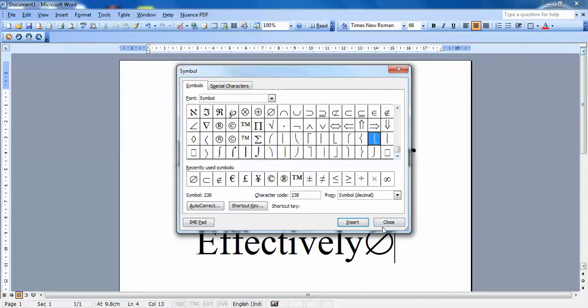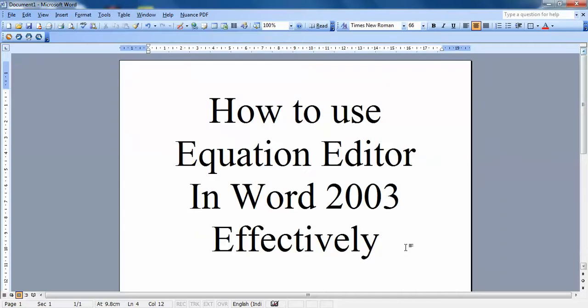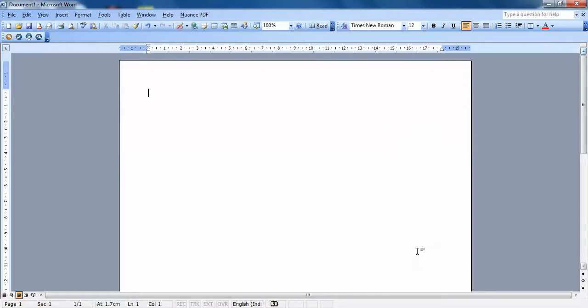Now after this we shall close this. Now let us see how effectively we can use the equation editor directly from the board. Suppose I am typing question number 1 and I am saying in triangle ABC, measure angle B is equal to 90 degrees. So we can straight away type it from the keyboard itself. We may write X belongs to R.